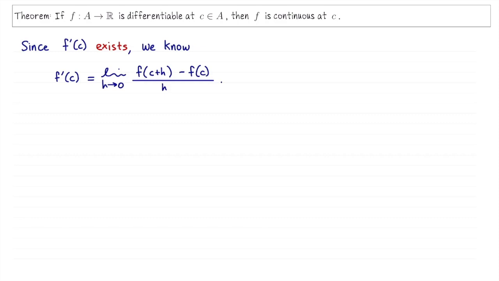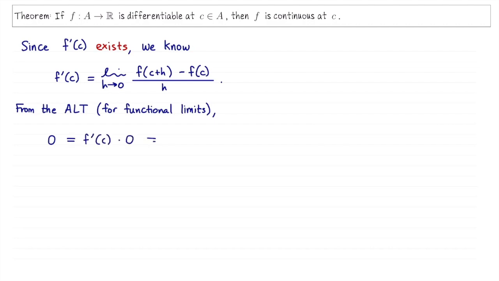Now we're going to do something that feels a lot like working backwards, in my opinion. Using the algebraic limit theorem for functional limits, I'm going to take the number 0 and say that 0 is equal to f prime of c times 0. That's just a fact. And now each of the quantities in this product I can write as a limit which exists. So f prime of c is the limit as h goes to 0 of f of c plus h minus f of c all over h. And then 0, it's kind of a funny way to write the number 0, but 0 we'll think of as the limit as h goes to 0 of h.